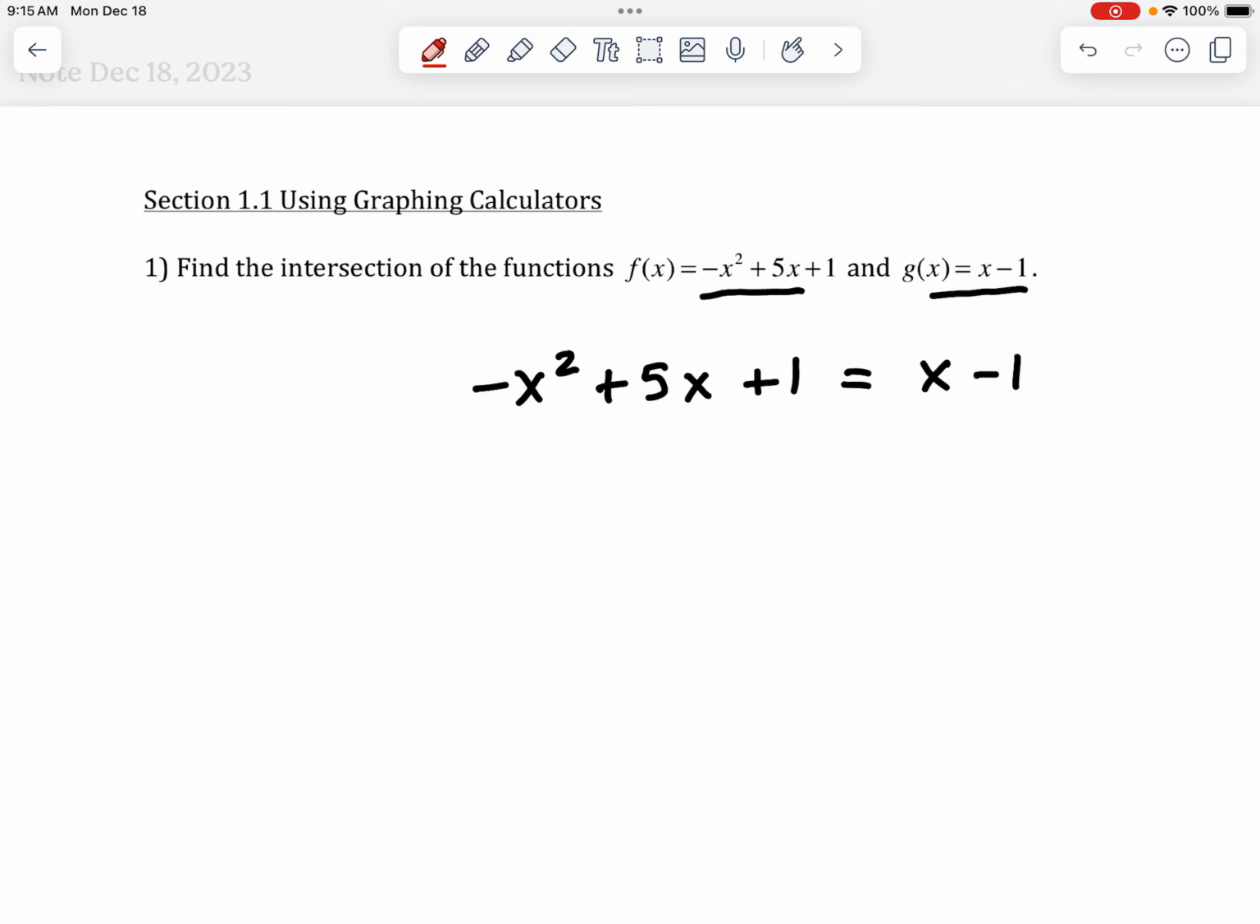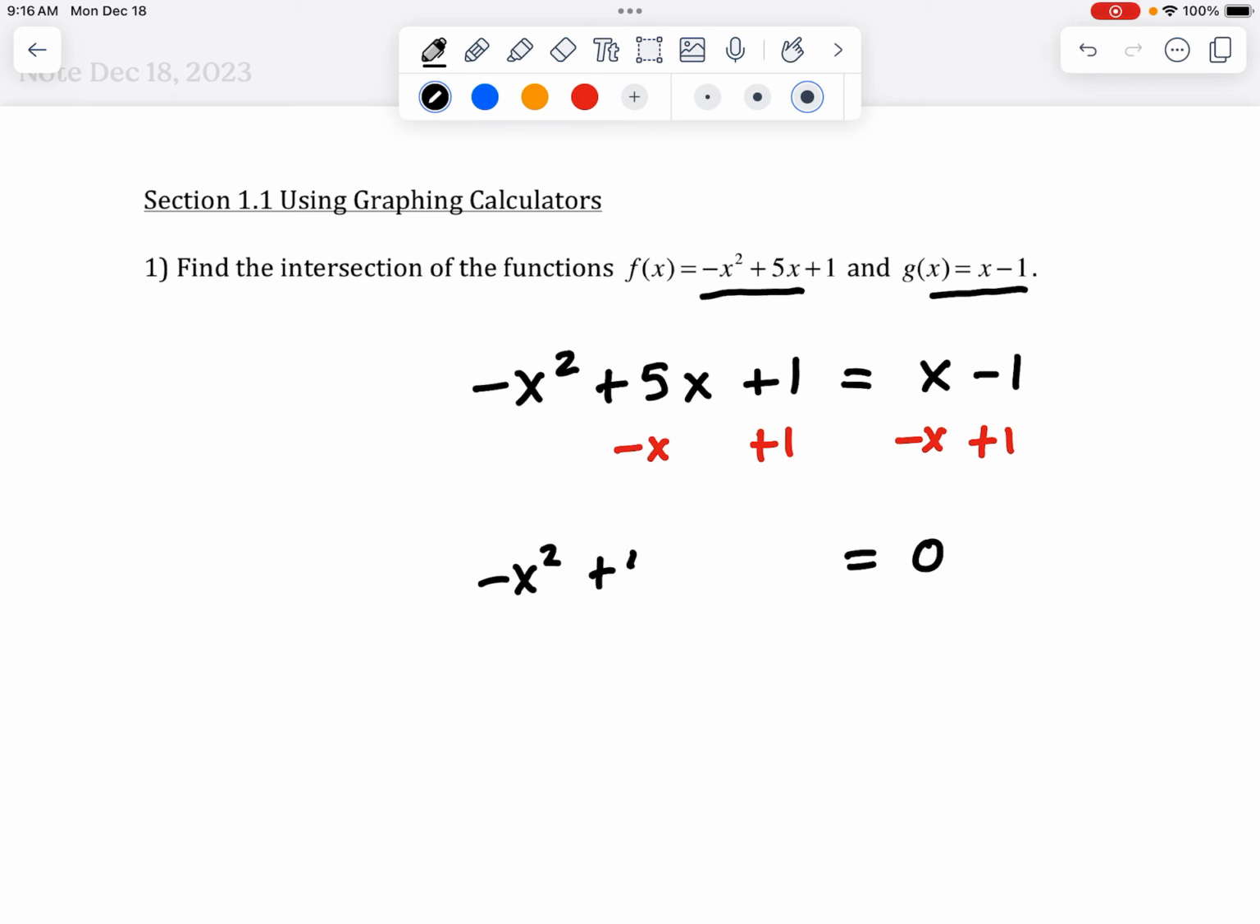So I can add 1 to both sides, and I can subtract x. So I'm essentially moving everything to the left-hand side, and on the right-hand side, we will just have 0. On the left-hand side, there's negative x squared plus 4x, and then plus 2. And this is a great time to use the quadratic formula.